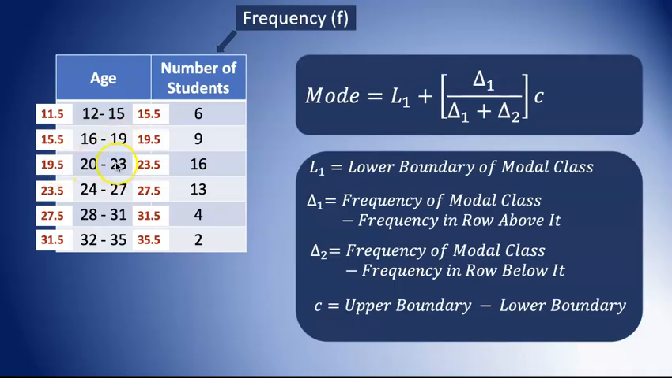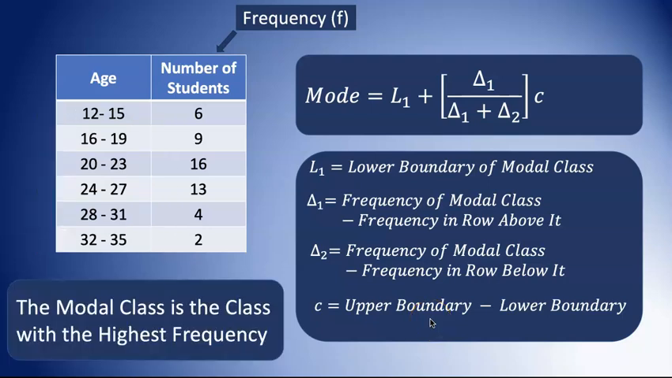Alright, upper boundary for this, 23.5, lower boundary here. Alright, so upper boundaries, lower boundaries. Now, the modal class is the class with the highest frequency. In this case, the highest frequency in the table is 16. Right, so just looking in this frequency column for the highest number. And the highest frequency is 16, which means that our modal class is 20 to 23.